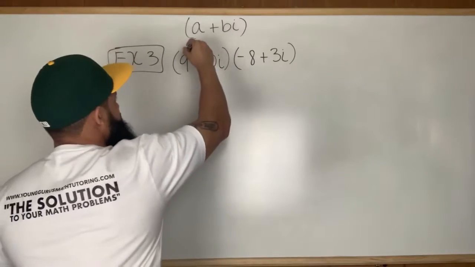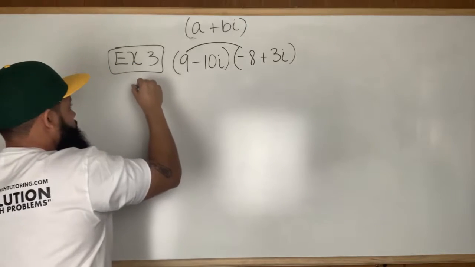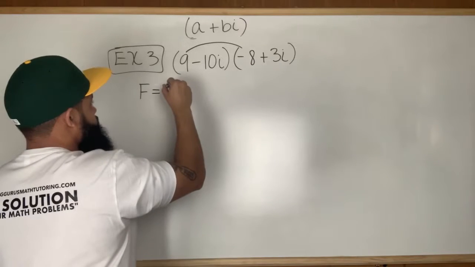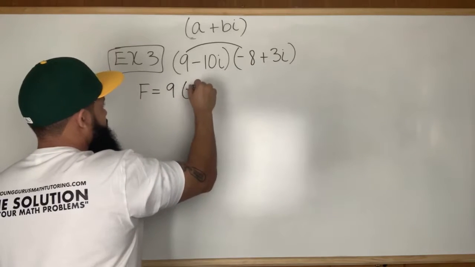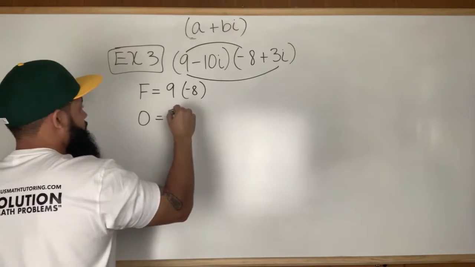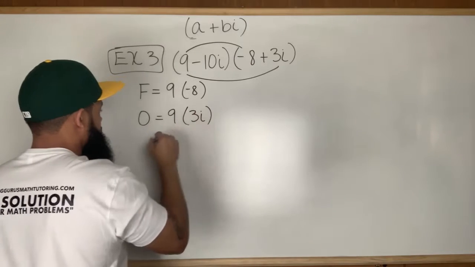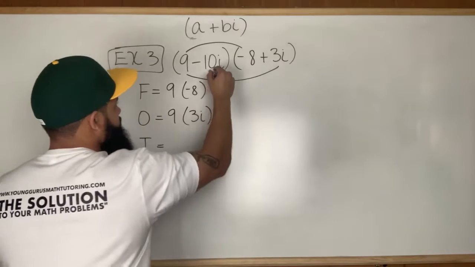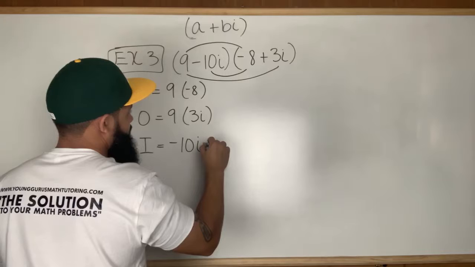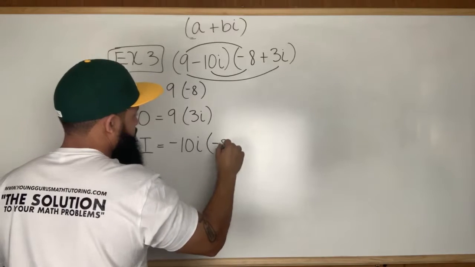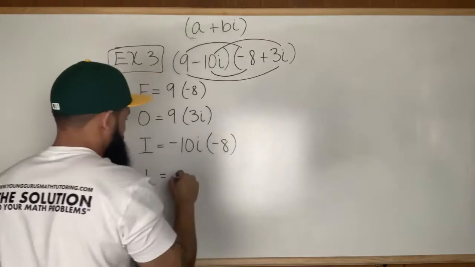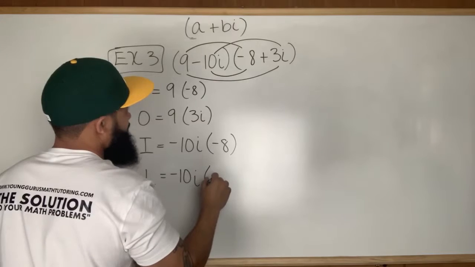So here we go. The FOIL method tells me F stands for first. That means I'm going to take the first term in each binomial. So 9 times negative 8. Then I'm going to take the outside, which is those 2. So 9 times 3i. Then I'm going to take the inside, which is these 2. So I'm going to have negative 10i times negative 8. And then I'm going to have the last, which is these two, negative 10i times 3i.